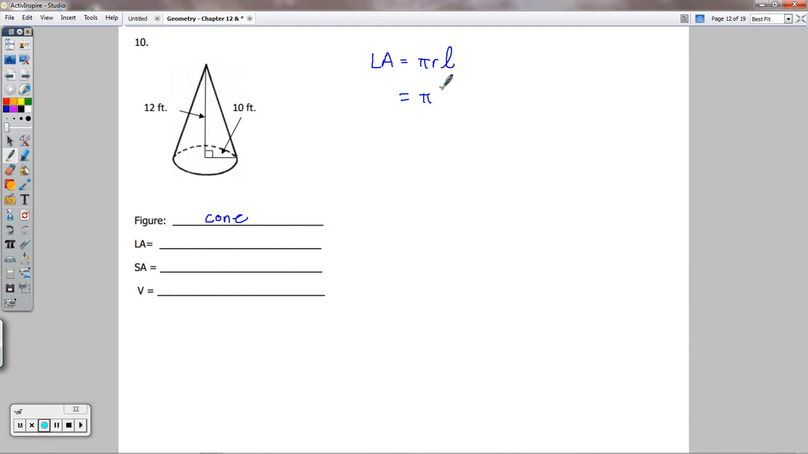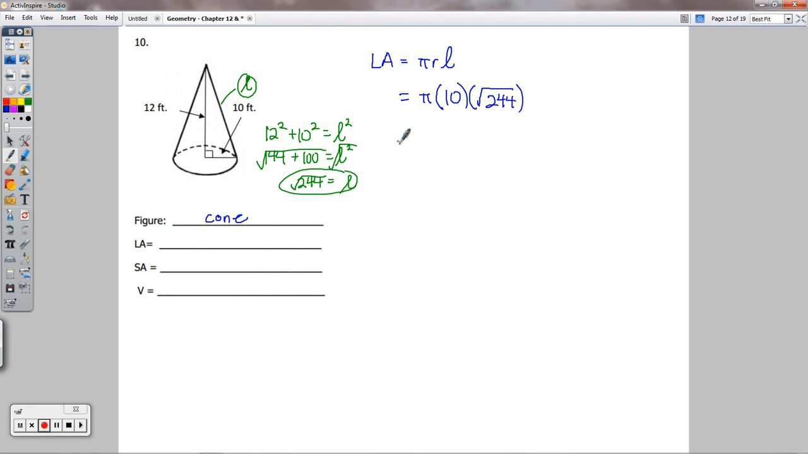But pi times 10 times, well, the slant height, I don't know that yet, but I can figure that out pretty quickly. This would be my L right here. I have the Pythagorean theorem I can use on this one. So I've got 12 squared plus 10 squared would equal L squared, slant height. This would be 144 plus 100. So you've got 244. If you take the square root of that whole thing, the square root of 244 would equal your slant height. So we plug that in. You could round that off, but best not to do that until the very end.